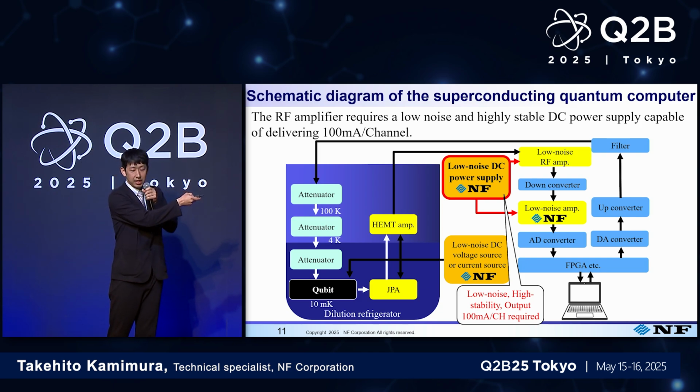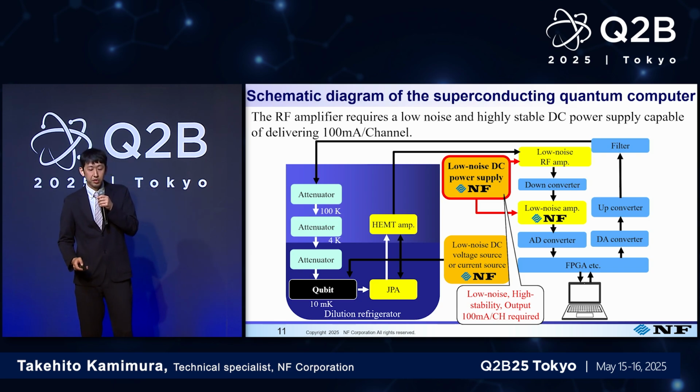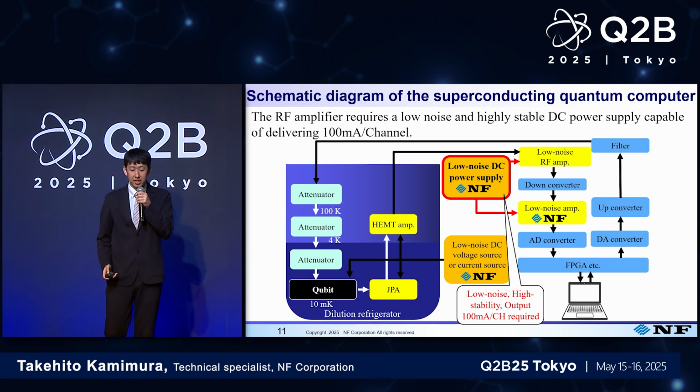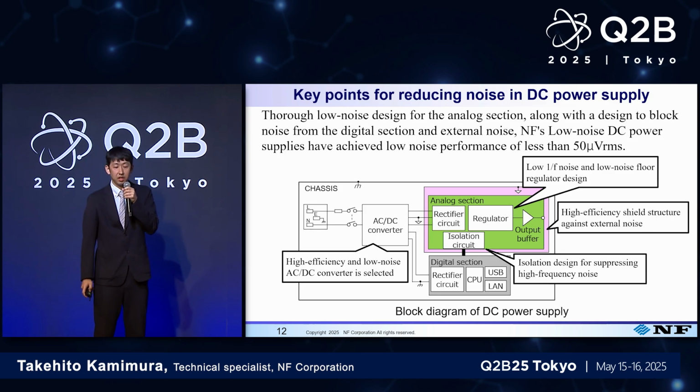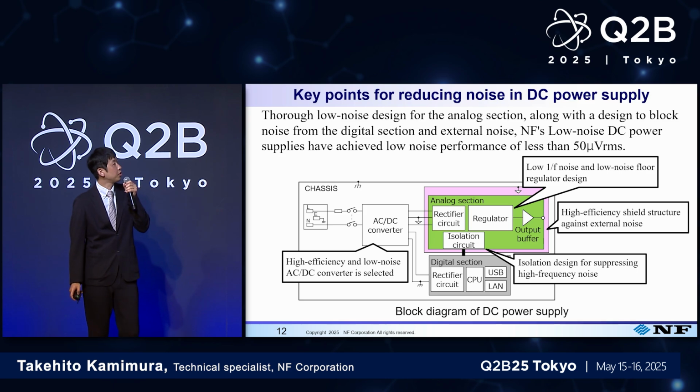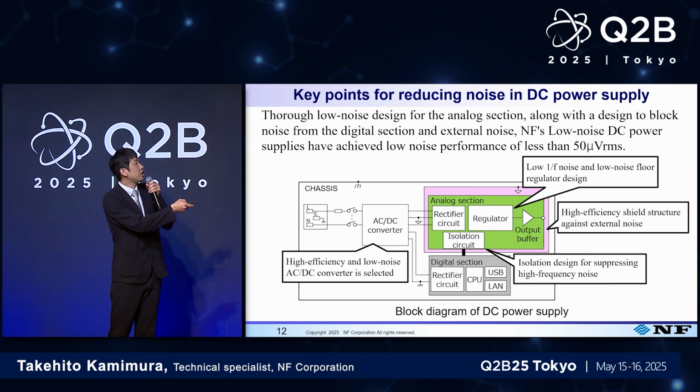And first, I would like to talk about the RF amp direct current power supply, which satisfies the requirements for low noise, high stability, and also the drive current of 100 milliampere per channel. So these are the important points. And you see here the block diagram of the DC power supply.